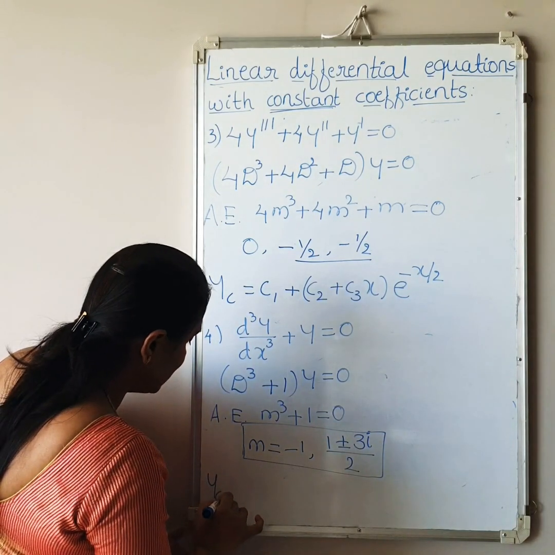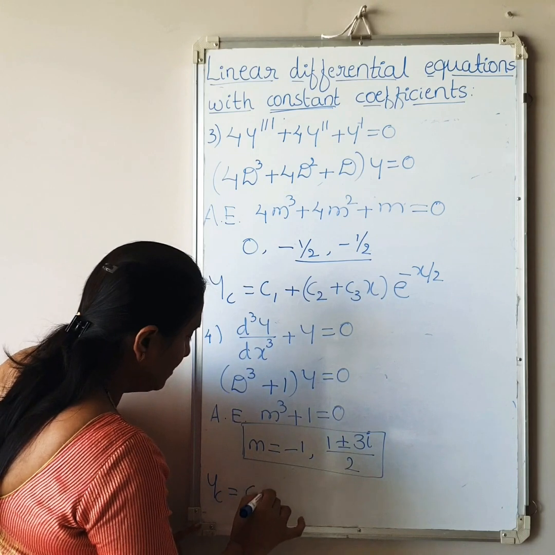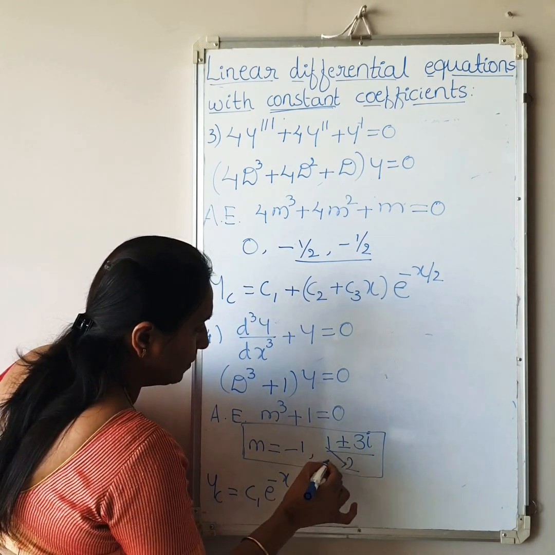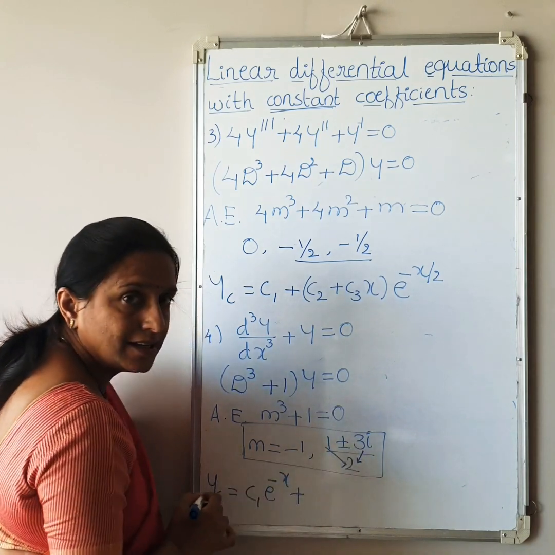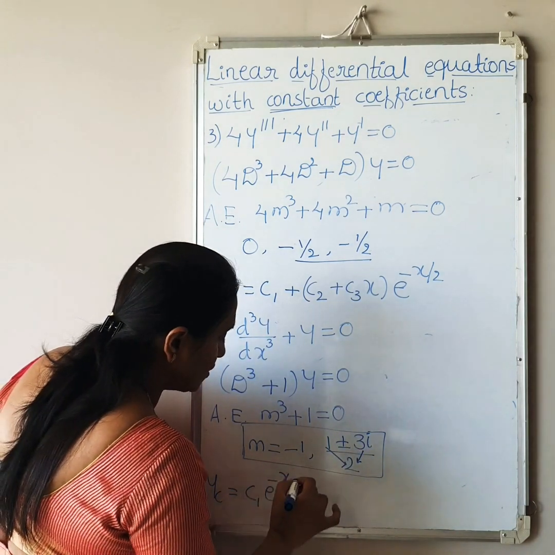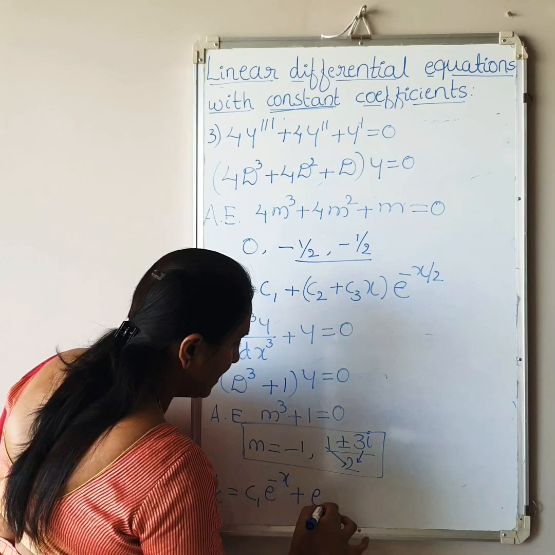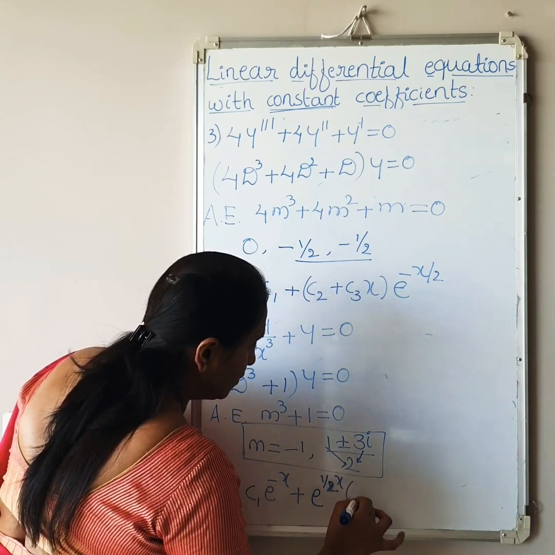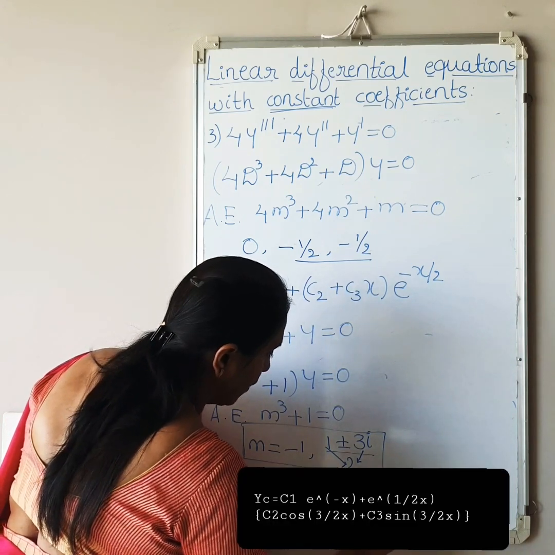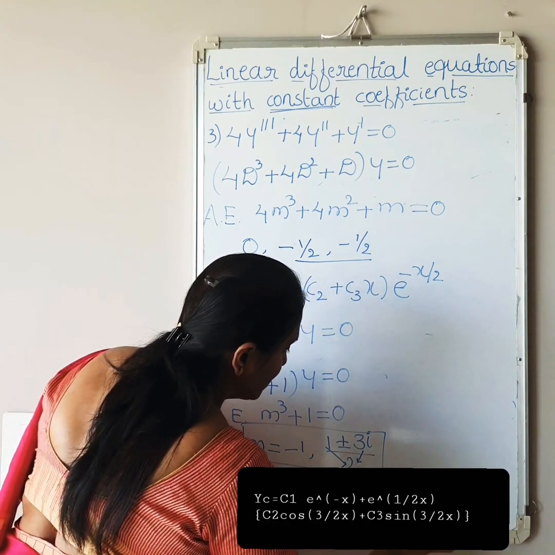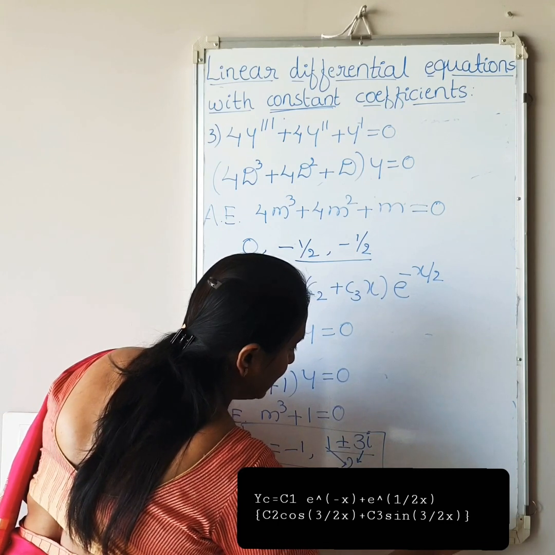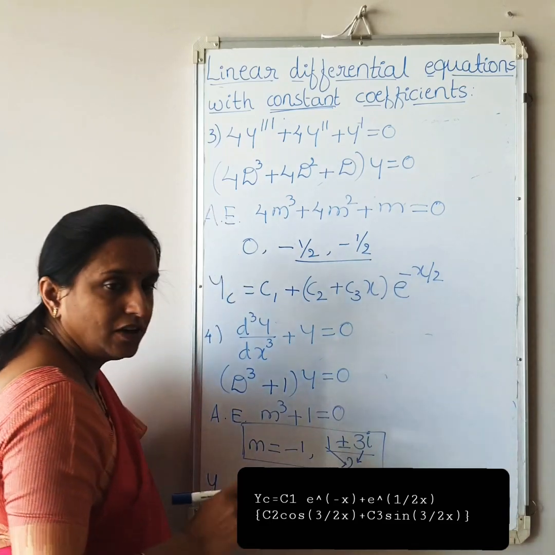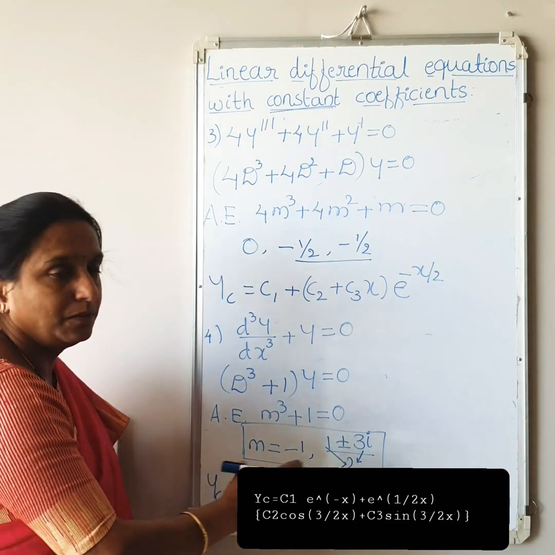So yc is equal to c1 e raised to minus x plus, here the real part is 1 by 2, the imaginary part is root 3 by 2. So e raised to 1 by 2 x into c2 cos root 3 by 2 x plus c3 sin root 3 by 2 x. So in this way you have to write the solution.